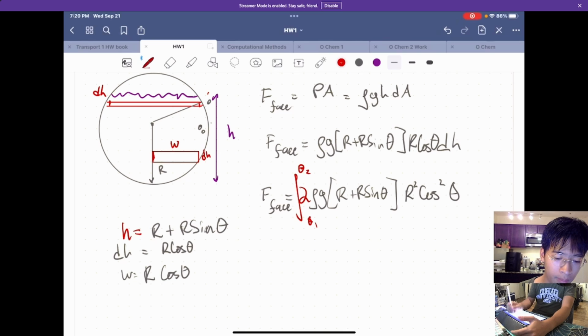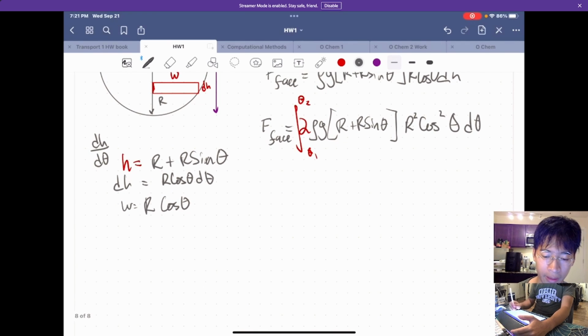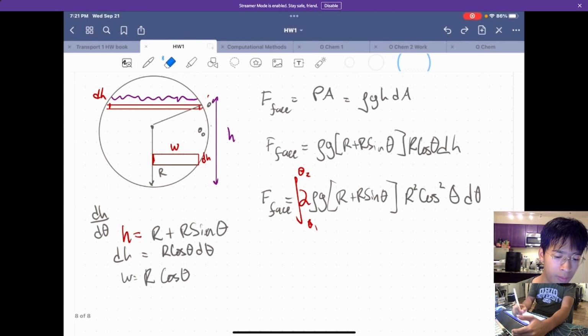Because recall, I just realized I made a mistake. There should be a d theta here. And remember, when you differentiate h, you have dh d theta. So really, dh should equal r cosine theta d theta. And that's how we get that expression right there. But what should our thetas be?